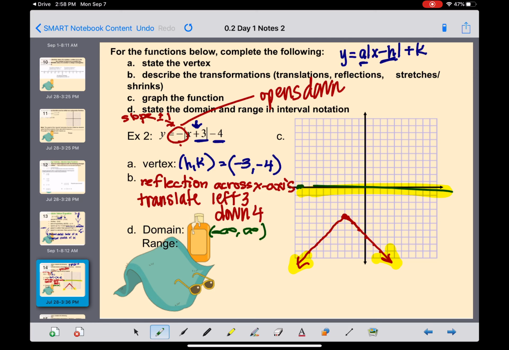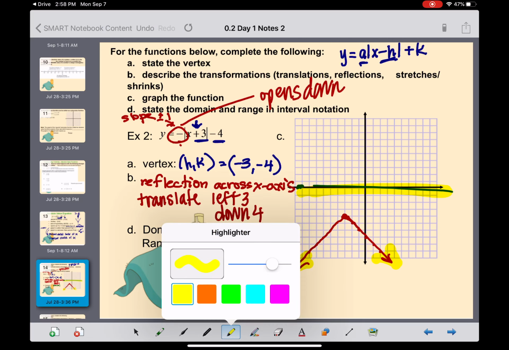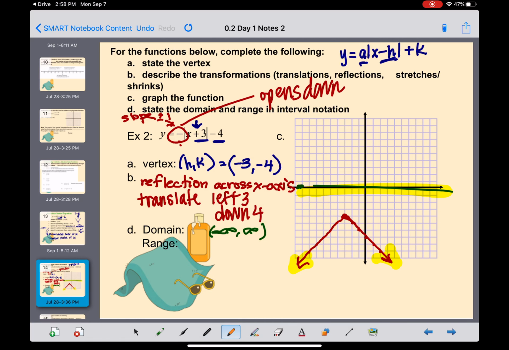Okay, the range, I'll do this a different color. The range, I'm going to start always at the bottom and move up. So at the bottom, I'm hitting these arrows, so it's going down forever. And then I'm going all the way up, but I'm going to stop. There's no y values up here, the graph is not going to go up there. So the range is not all reals.